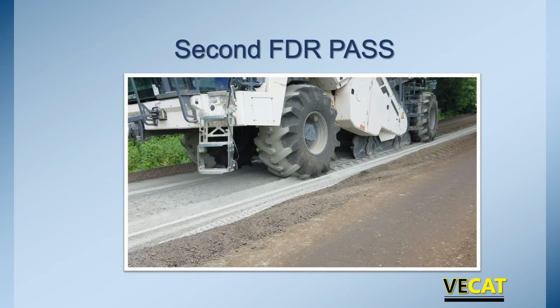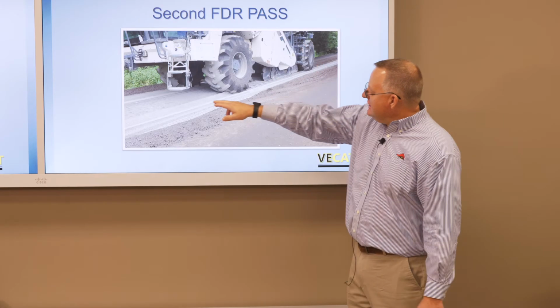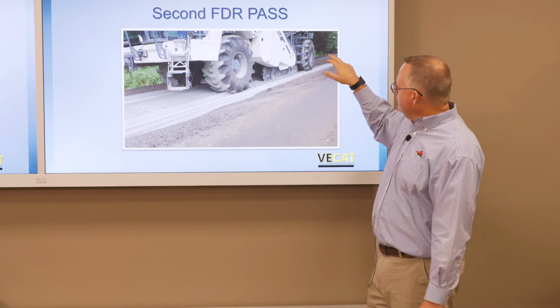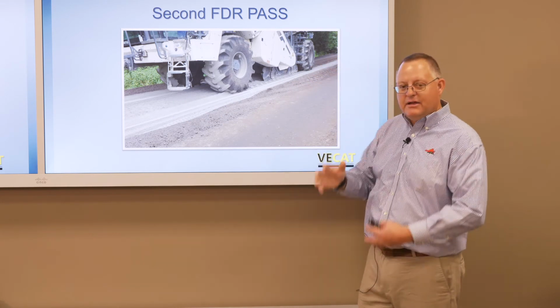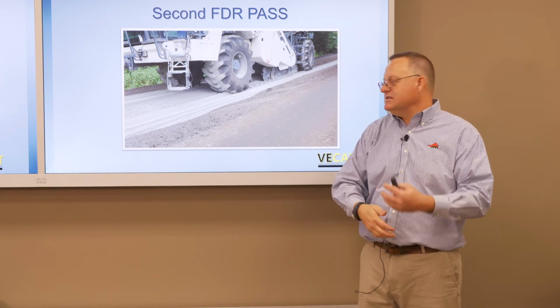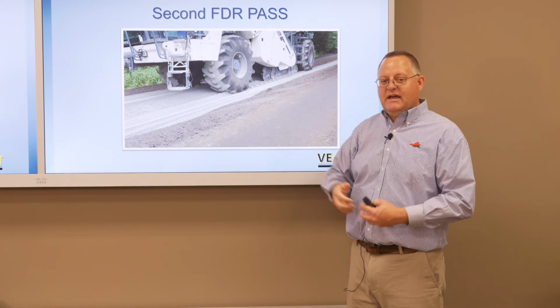Once we verify that, now we make that second FDR pass. So the cement's been applied. If we're doing foaming, we're looking at the gauges on the actual equipment to make sure it's been applied properly in the right amount. Now we're coming through and you can see here's the cement laying on the surface, but if you look here behind the reclaimer, now it's already been mixed together.